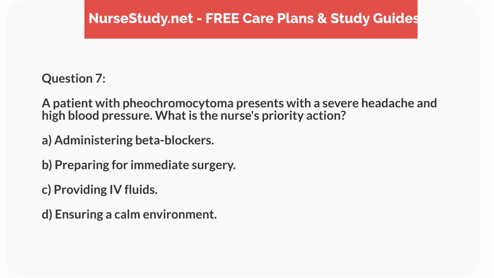Question 7. A patient with Pheochromocytoma presents with a severe headache and high blood pressure. What is the nurse's priority action? A. Administering beta blockers. B. Preparing for immediate surgery. C. Providing IV fluids. D. Ensuring a calm environment.